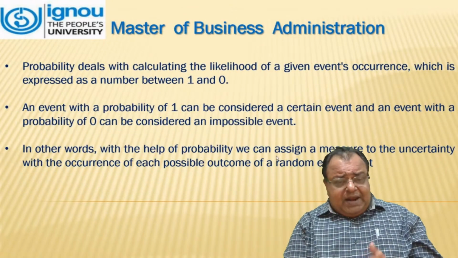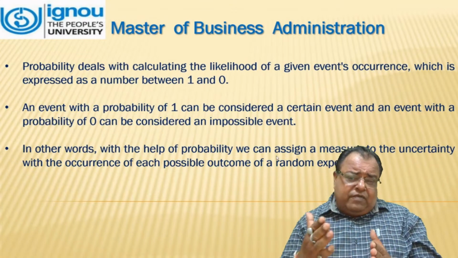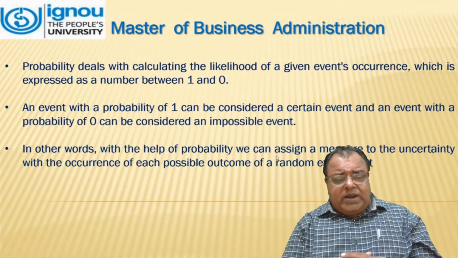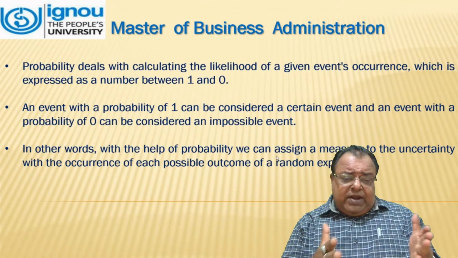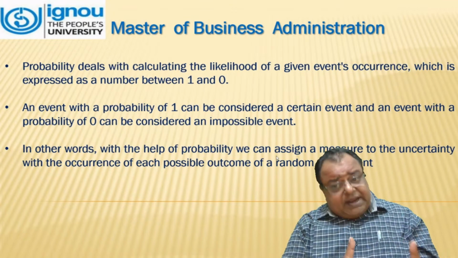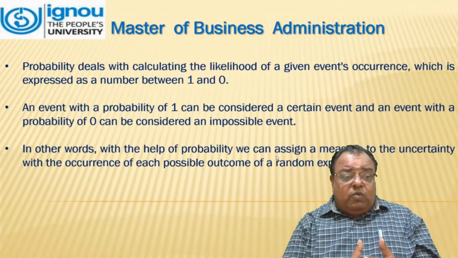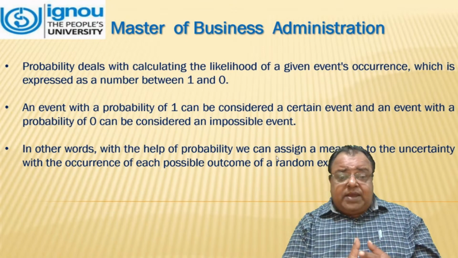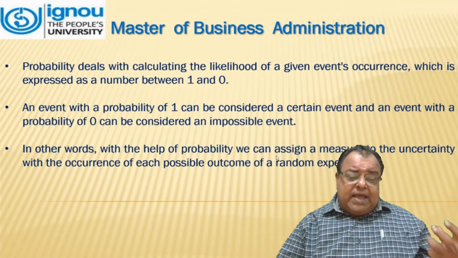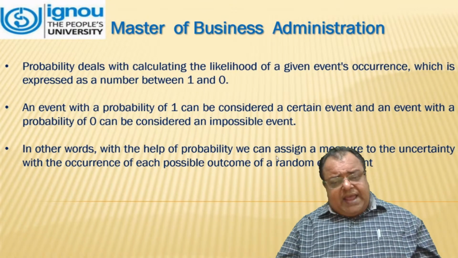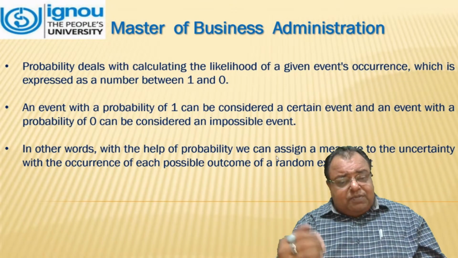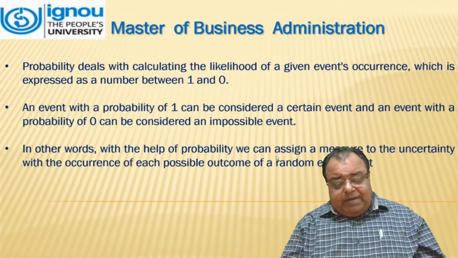Probability deals with calculating the likelihood of a given event occurring, which is expressed as a number between 1 and 0. An event with probability 1 can be considered a certain event, and an event with a probability of 0 can be considered an impossible event. Or in other words, with the help of probability, we can assign a measure to the uncertainty of the occurrence of each possible outcome in a random experiment.